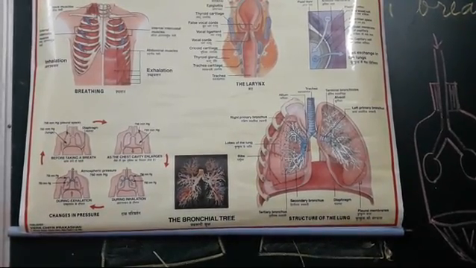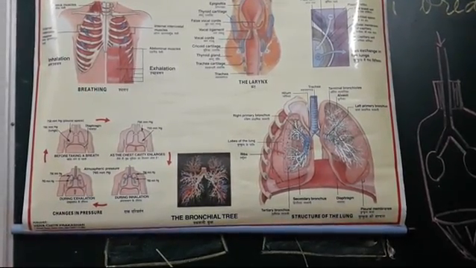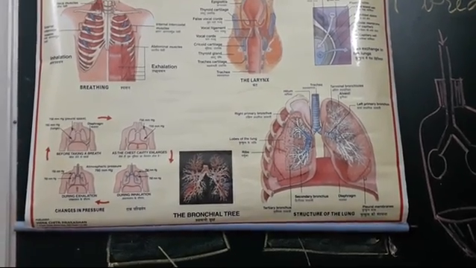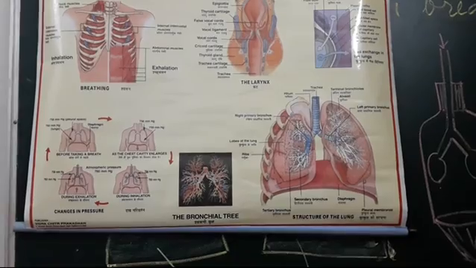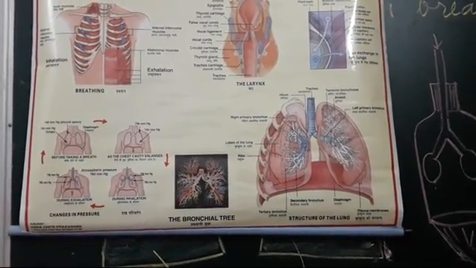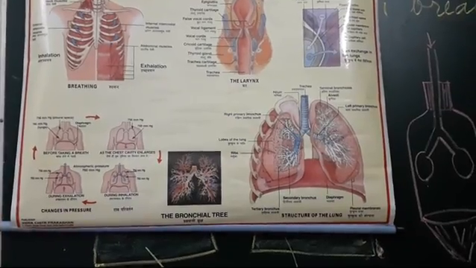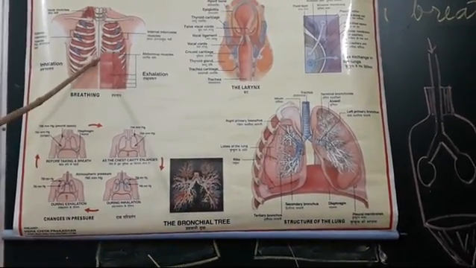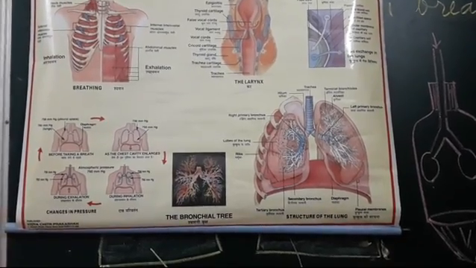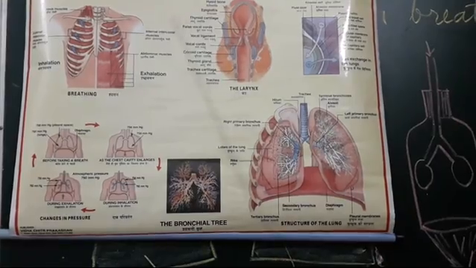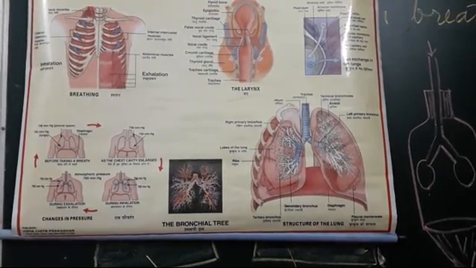Decreased pressure inside the lungs draws the air inward. The outside air, being at a greater pressure, rushes in to equalize the pressure. So, when the chest cavity increases, the pressure inside the lungs decreases, and that's why the atmospheric air rushes in to equalize the pressure.